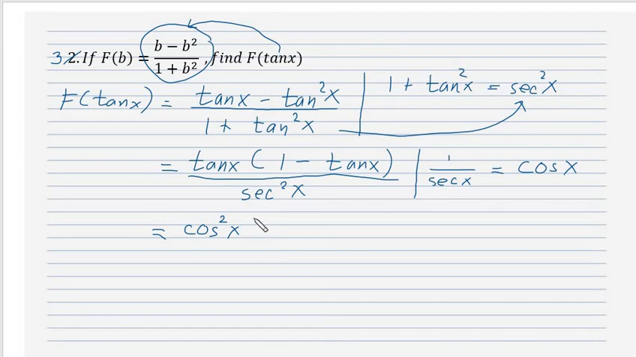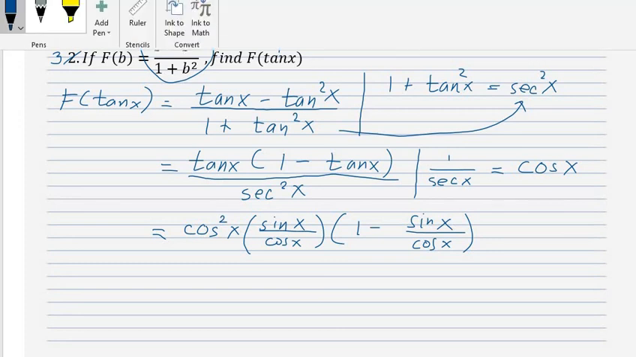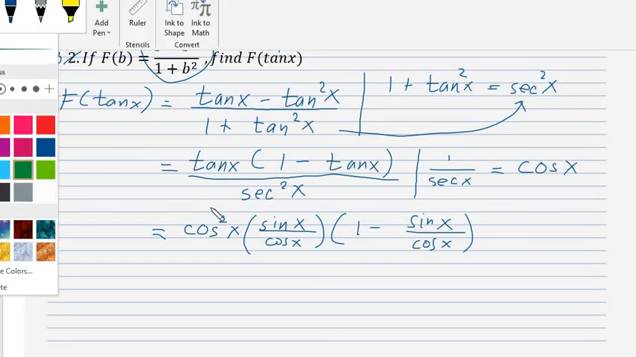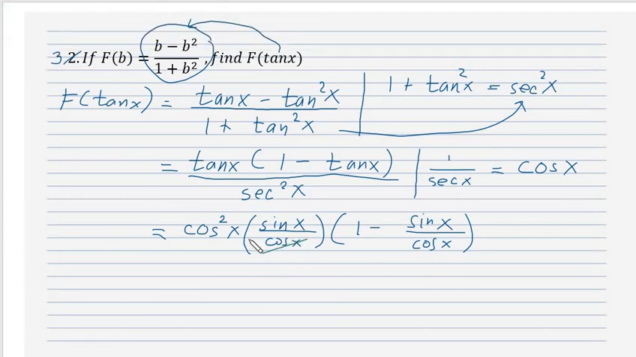And then what is tangent? Tangent is sine x over cosine x. So let's go ahead and change tangent x to sine x over cosine x in the quantity 1 minus tangent. Then let's simplify. We can now cancel some terms here. Cosine x cancels out because of the cosine squared x. So we now have cosine x sine x times the quantity 1 minus sine x over cosine x.